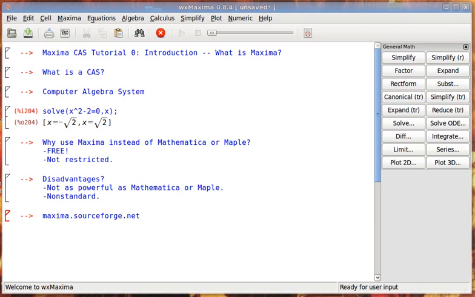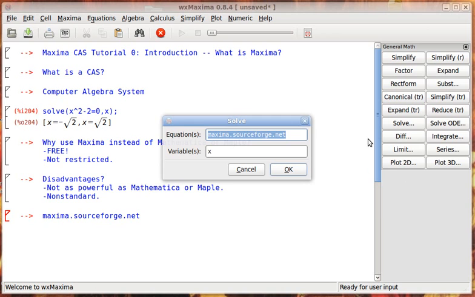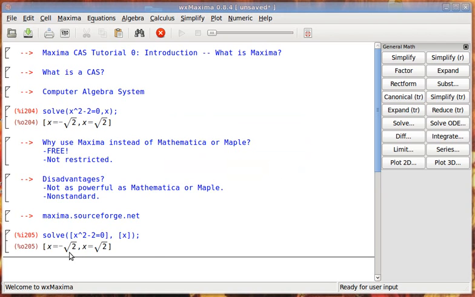It creates the command syntax for you for the more basic functions. Like what I did up here, solve x squared minus 2 equals 0. I could also click on solve, and it brings up a prompt where I can type in the equation. So I can say x squared minus 2 equals 0. And the variable I want to solve for is x. So I said OK, and it solves it for me. Hey, it actually has slightly different command syntax than I did.